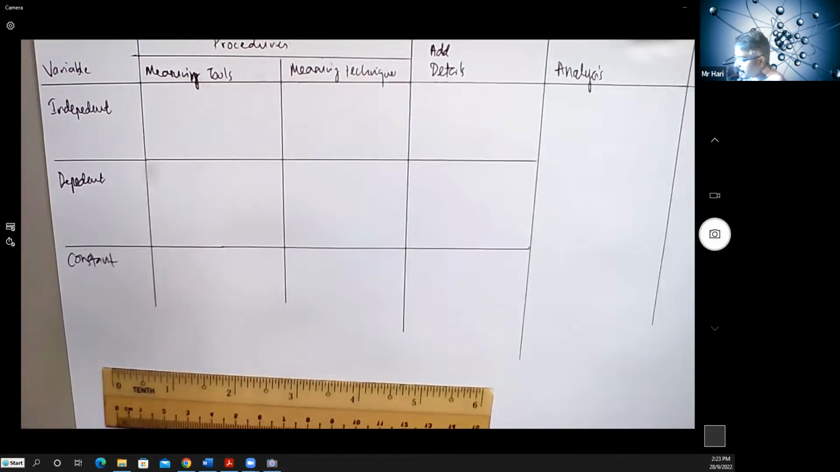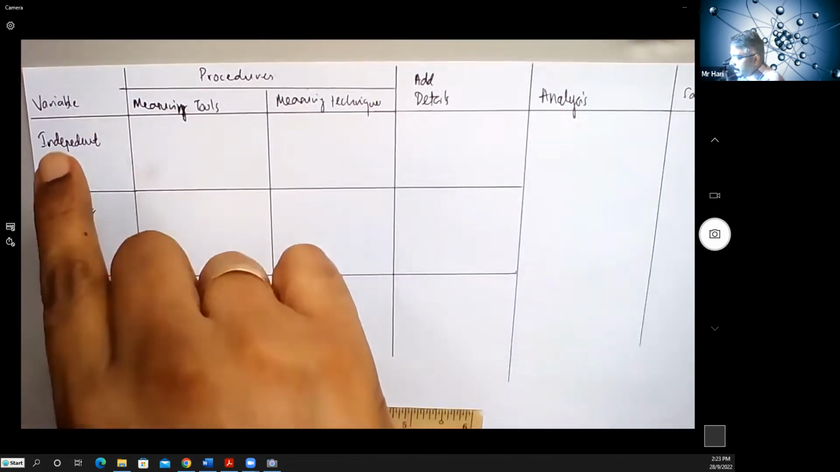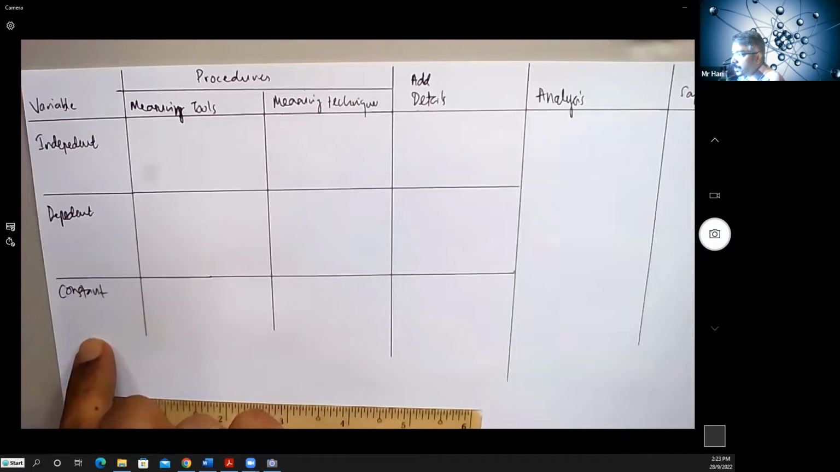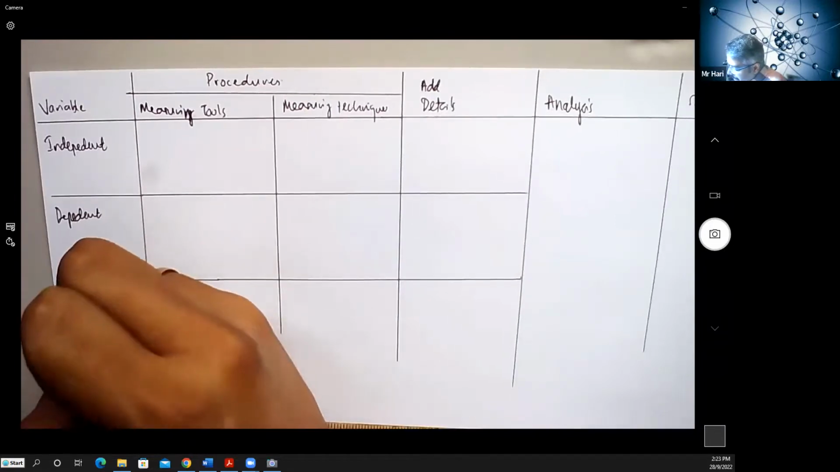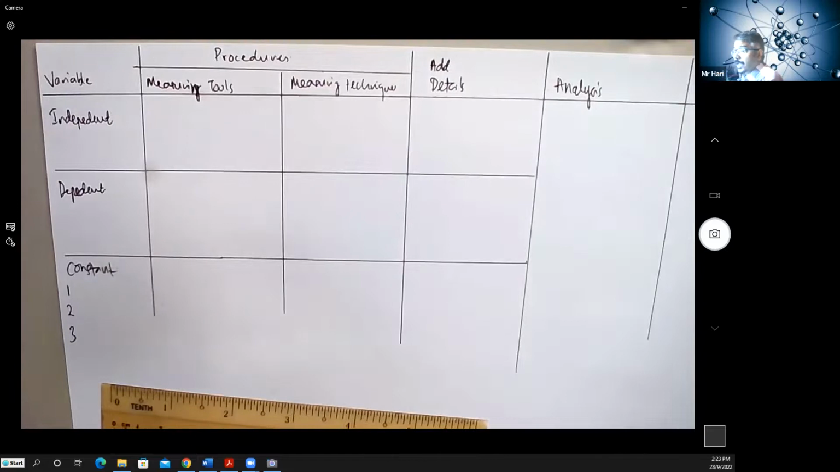Okay. Now, this is where the trick comes in. Most of the students are going to write independent, dependent, constant. You're going to write only one constant. But actually, there are 3. You should write at least 3 constants. If there are more, then you can write more.